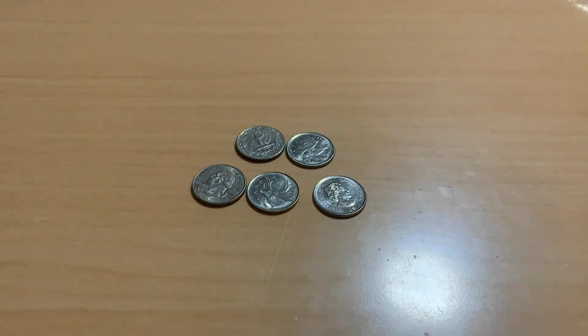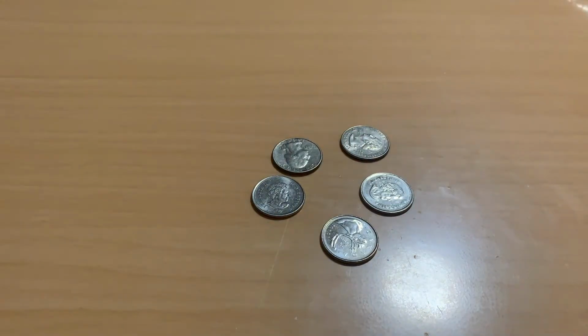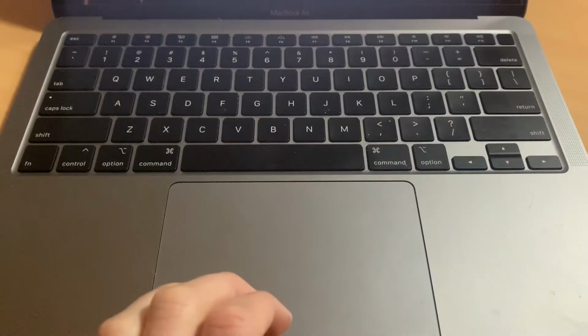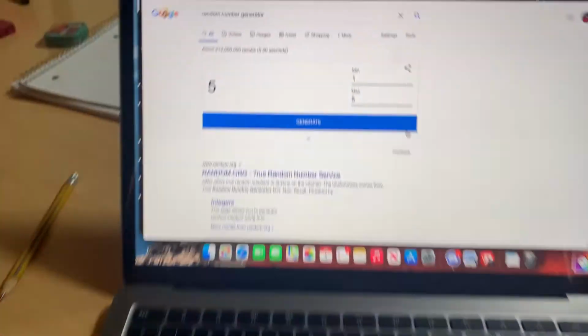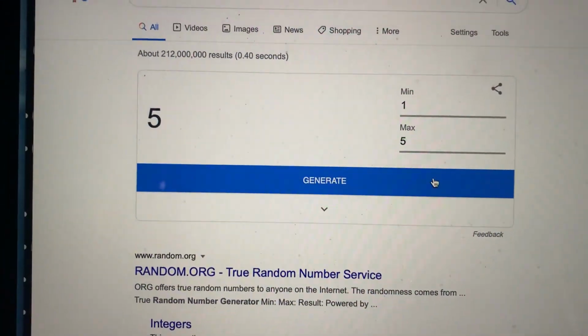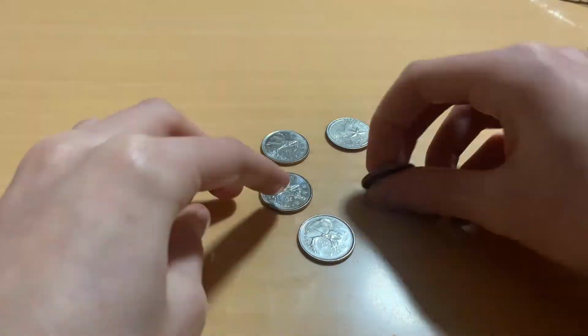So that's exactly what I did. I took 6 coins and I dropped them all 10 times, and then on the other hand, I went to a website and generated 25 random numbers and flipped them all the right way 25 times. And what were my results? Well, they were actually the exact same.